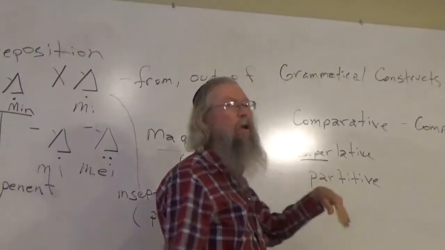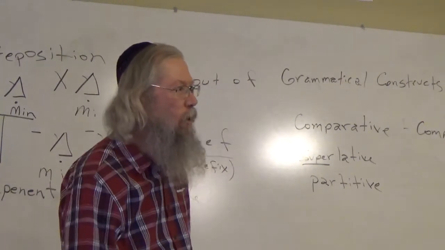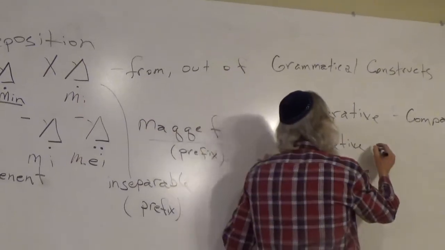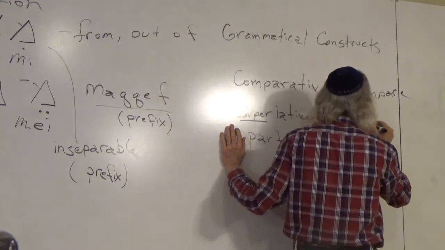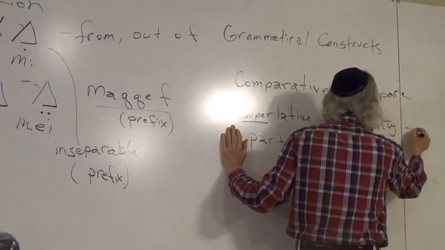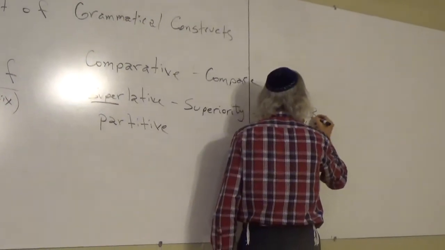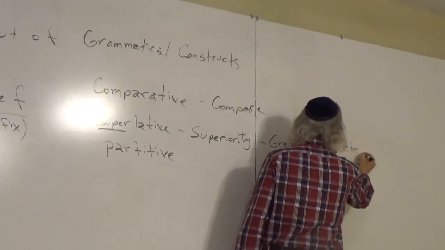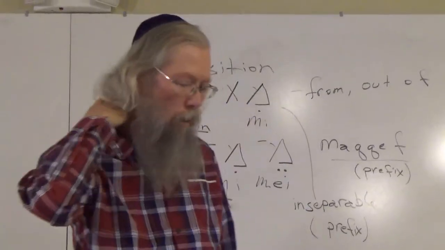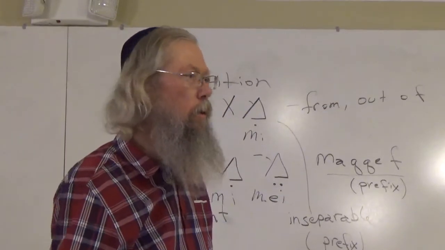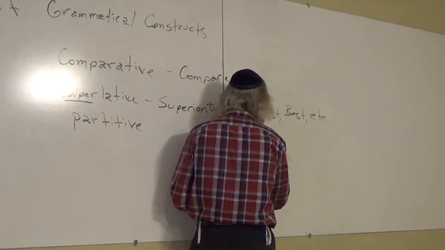So Superman is the strongest man, right? Mighty Mouse is the strongest mouse. So super is to show superiority, as in greatest, best, etc. The biggest, the best, the greatest, the largest, the greenest. So superlative in English, you usually end up with an -est.